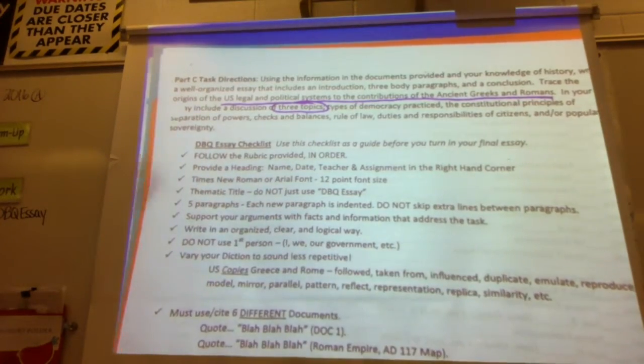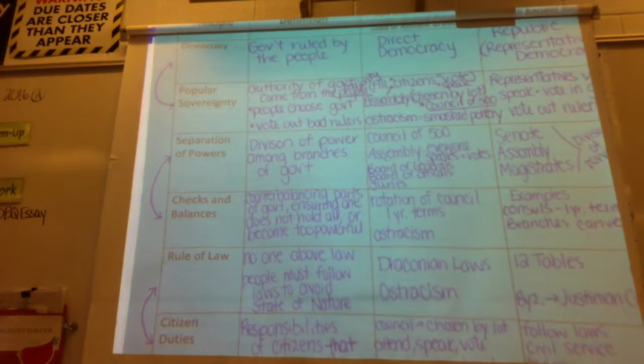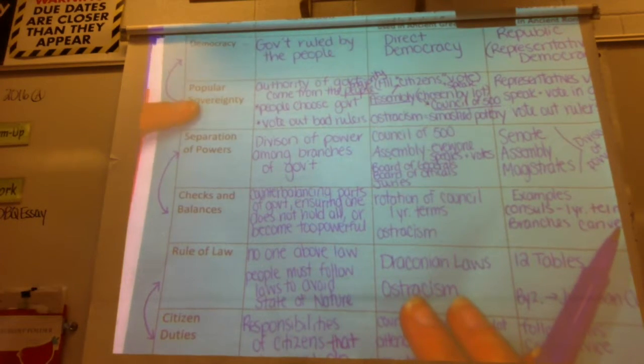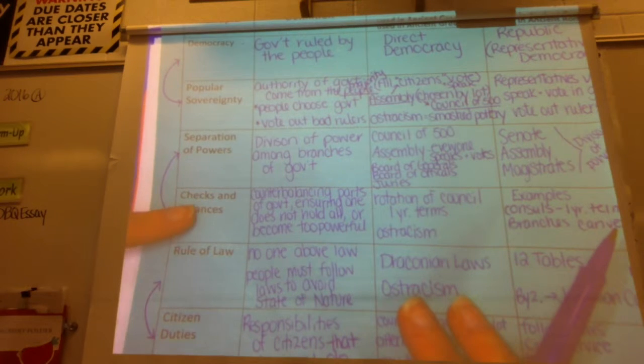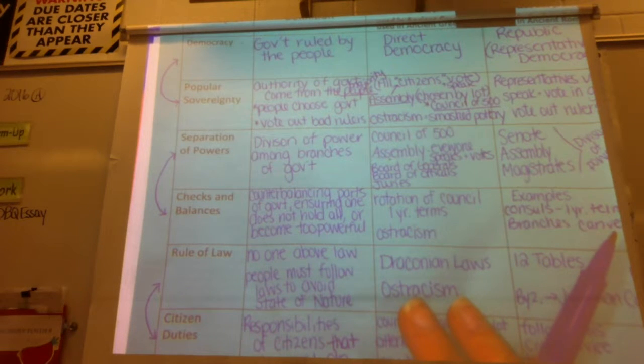Now I want to give you a hint, so I'm going to grab my chart here. Here are our 6 topics from our chart. We had democracy, popular sovereignty, separation of powers, checks and balances, rule of law, and citizen duties. So if you have your chart there, you can look at it.